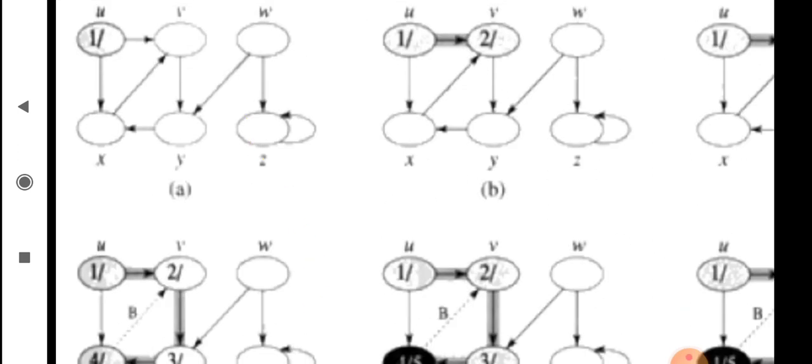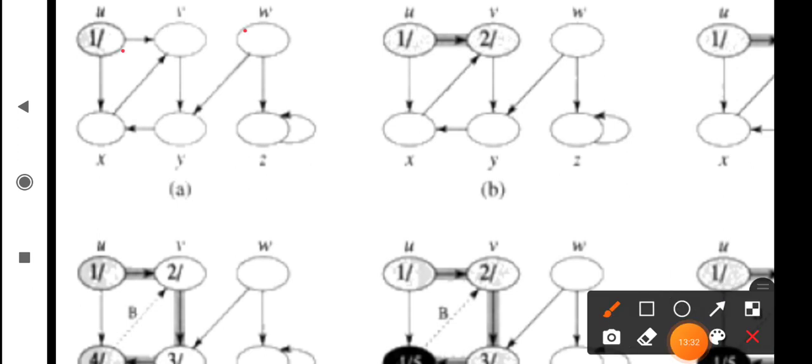Initially, here U, V, W, X, Y, Z. We are starting from U. Then U gets first timestamp 1. Initially, when it is first discovered, its timestamp is 1. Then the next one is an adjacent of this one. Either we can select V or X. Any one of the adjacent vertices we can select.